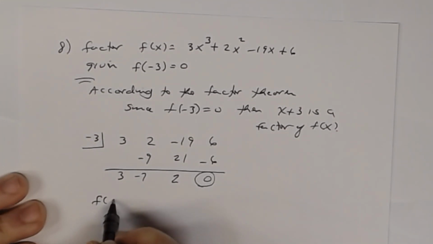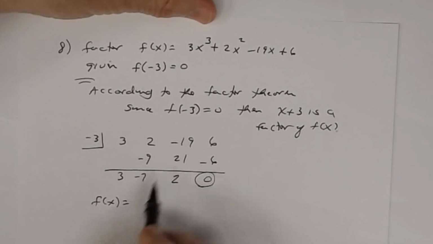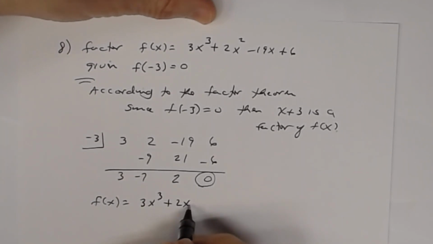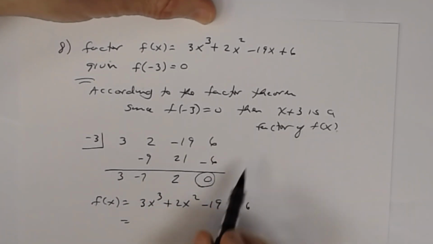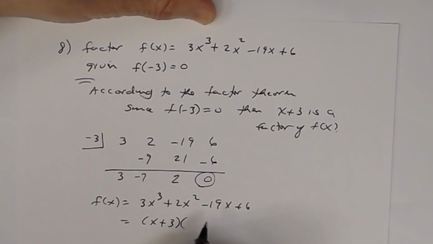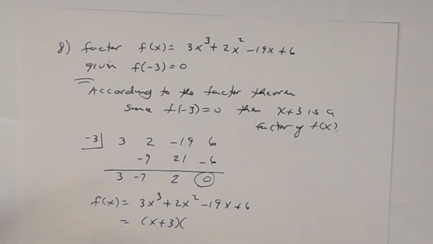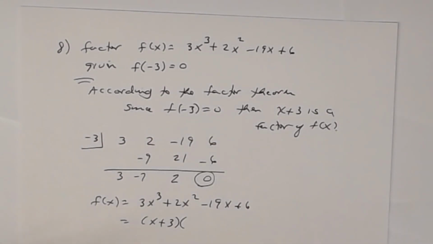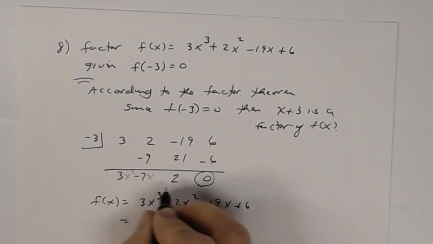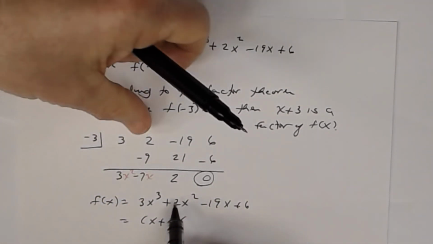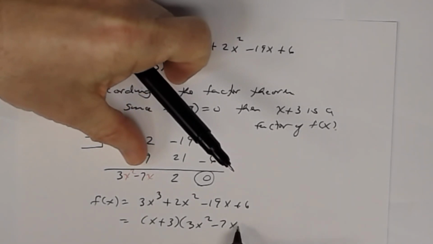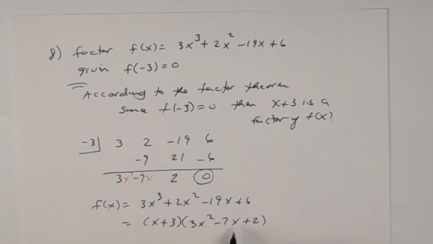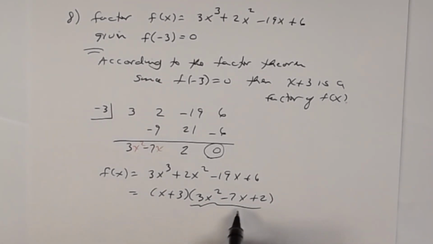We have that f of x, which equals 3x cubed plus 2x squared minus 19x plus 6, is going to equal this factor times the polynomial of this quotient right here. So remember, if this is x cubed, then this has to be x squared, and this has to be x, and that's our constant. Okay, so I get x plus 3 times 3x squared minus 7x plus 2. And then from there, I can factor this trinomial. So let's go ahead and do that.